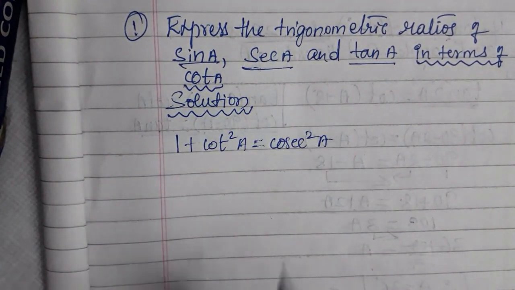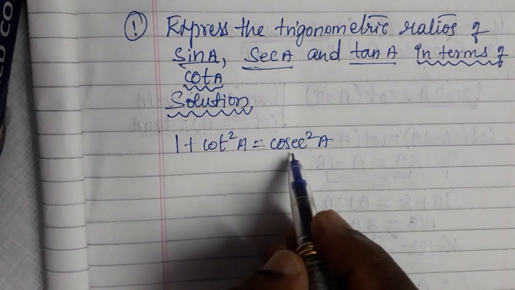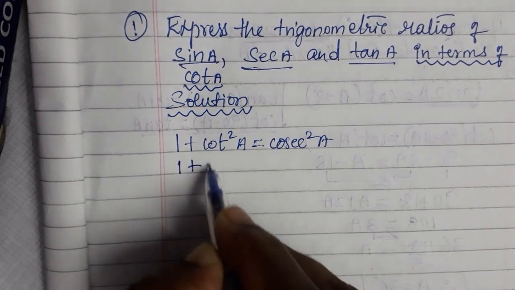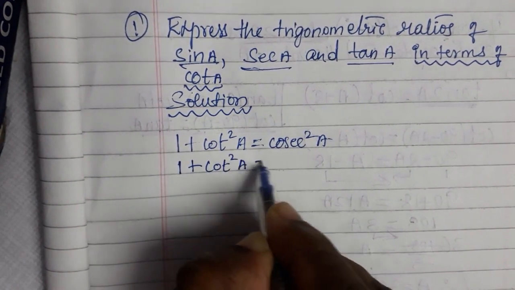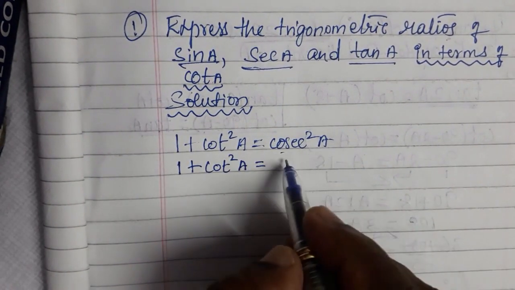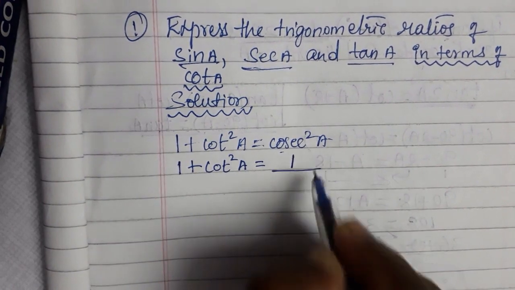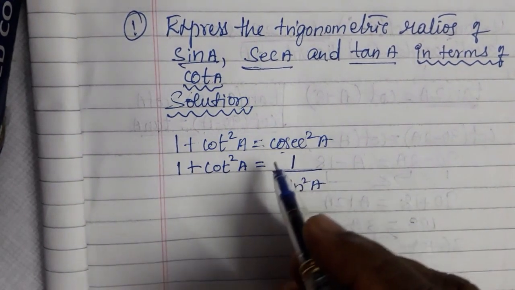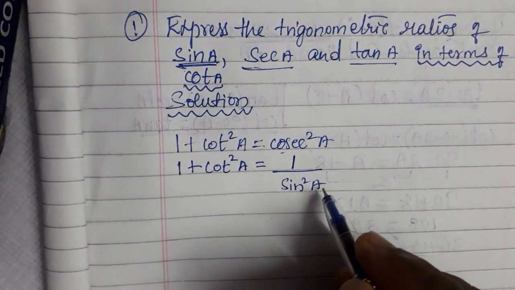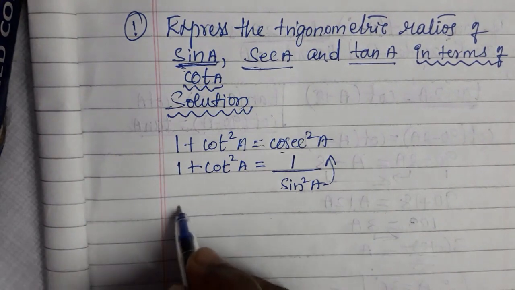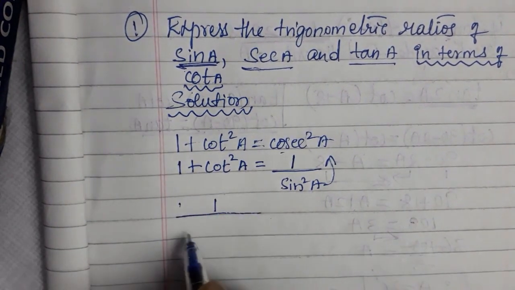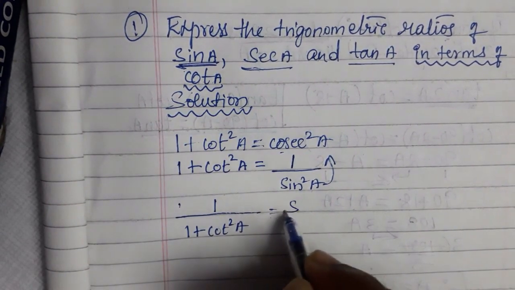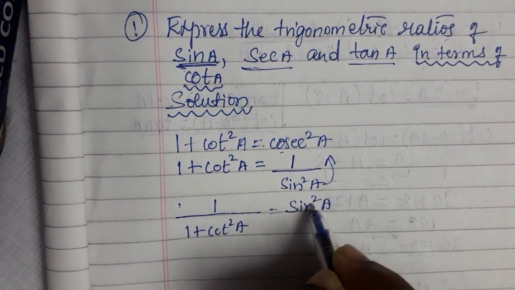Again you should remember, cosec square A is the reciprocal of sin square A. So instead of cosec square A, I can write 1 by sin square A. Now I want to find the value for sin, so I will take the reciprocal. This will become 1 by 1 plus cot square A is equal to sin square A.